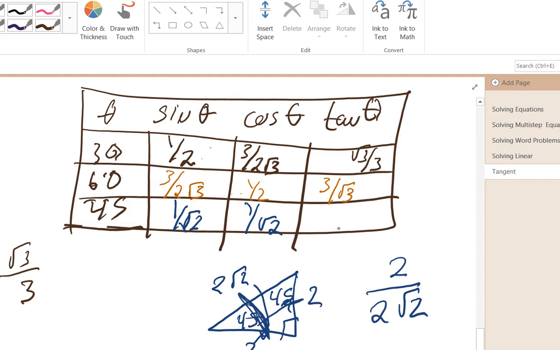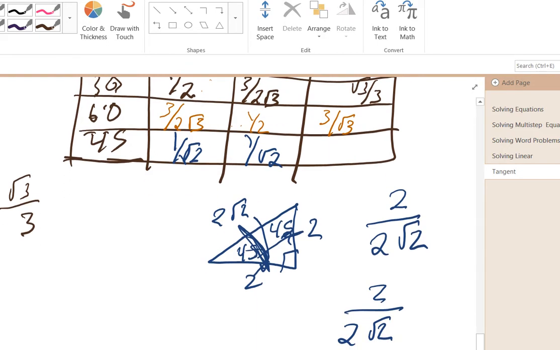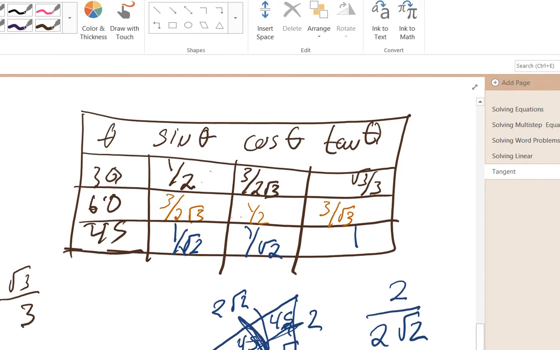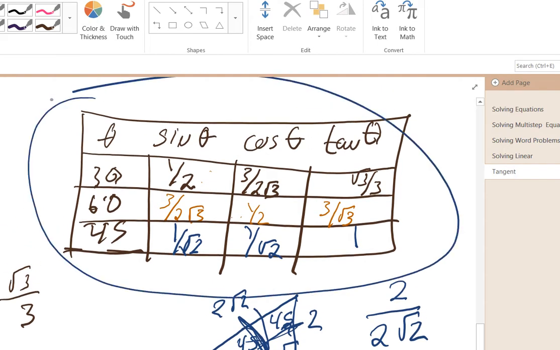All right, let's do tangent. So tangent is equal to opposite side over adjacent side, 2 over 2. What's that equal to? 1. Okay, so this is the chart that you need for problem number 1 right there.